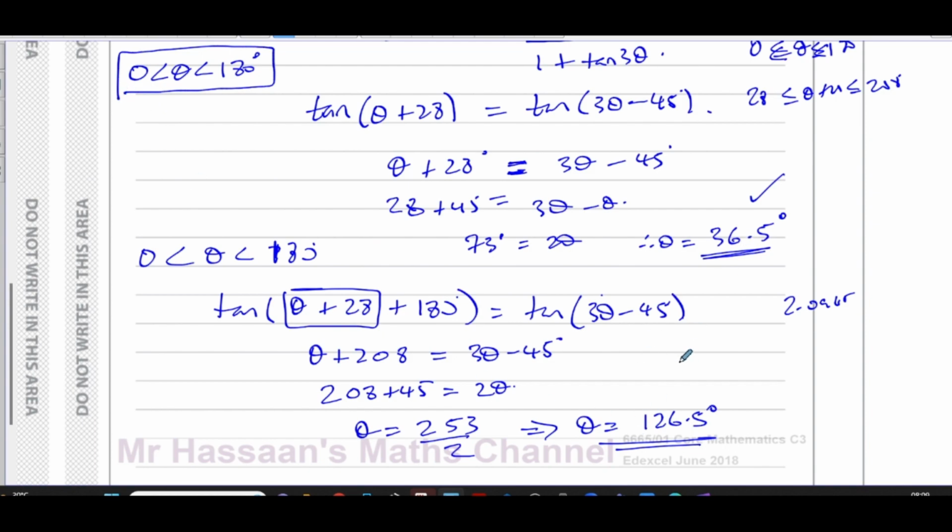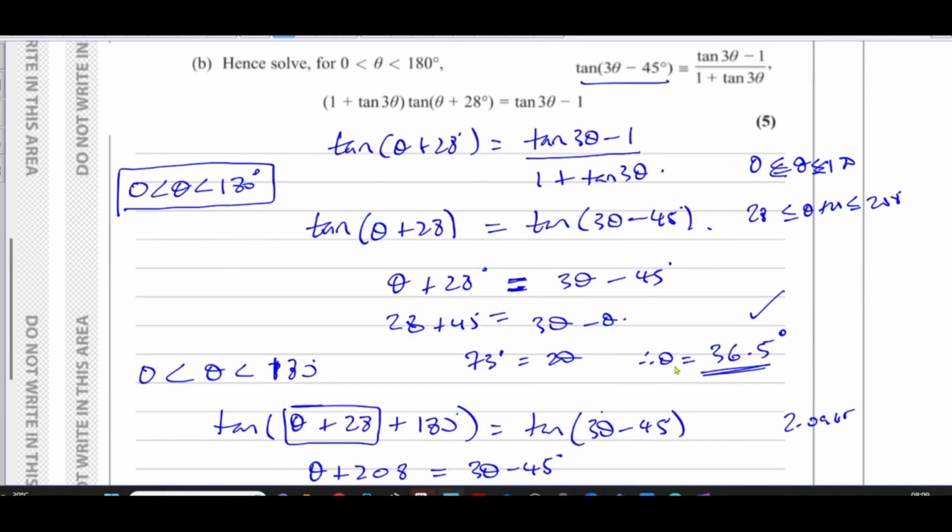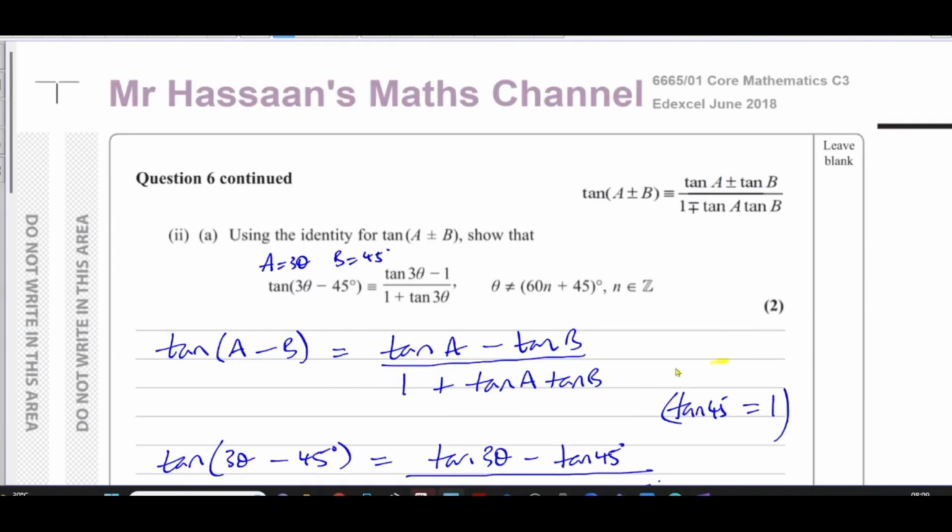It's a bit kind of complicated, this last part. A lot of students have problems with that. I hope that made it a bit clearer for you. So that's the end of question number 6 from the Edexcel June 2018 C3 paper.